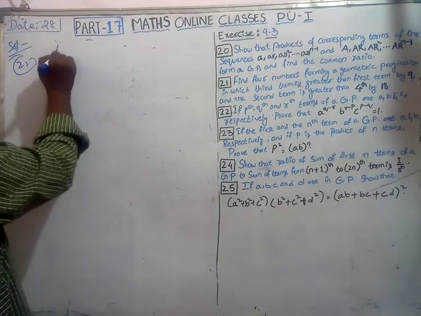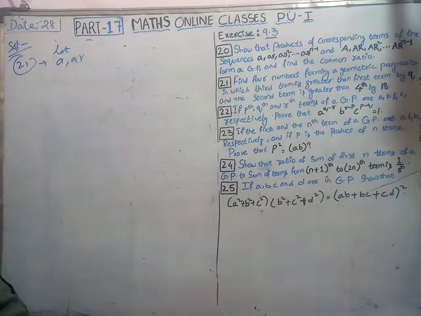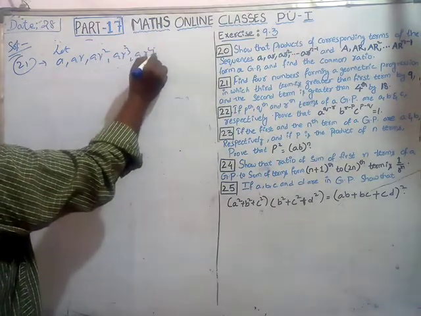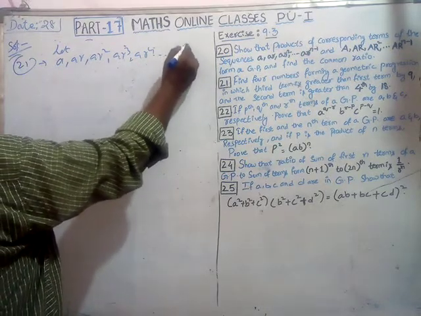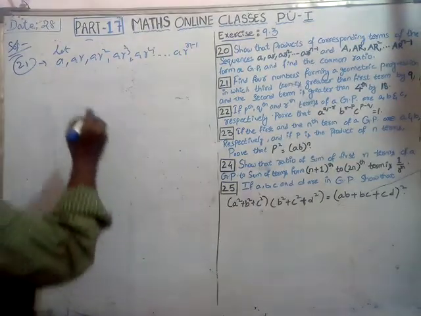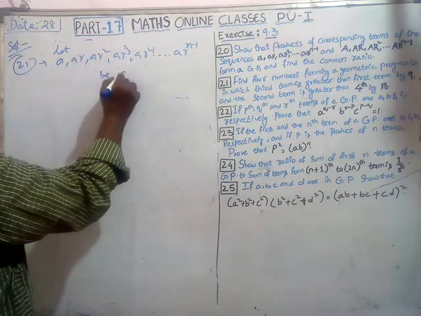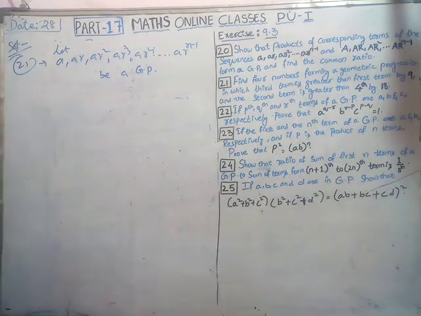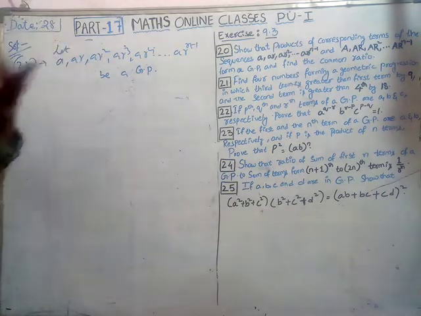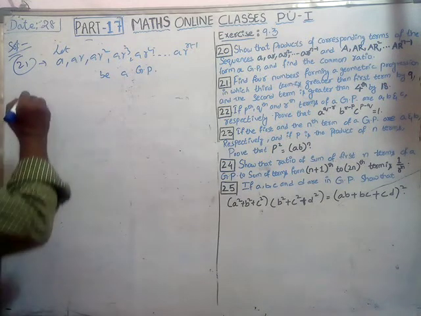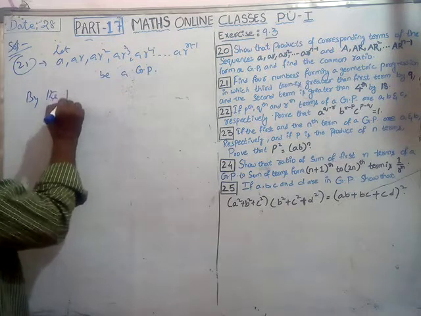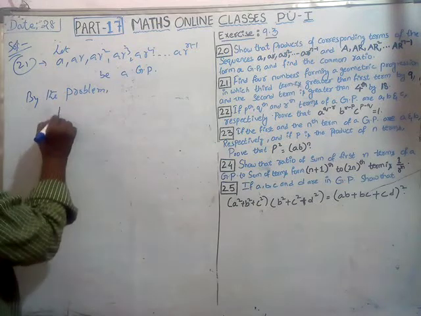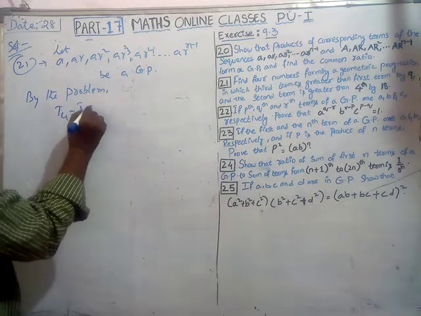Let the series be a, ar, ar square, ar cube, ar power 4, like that it is going on. Let that series be a GP. Yes, it is a GP. By the problem, T4 minus T1 is equal to 9.